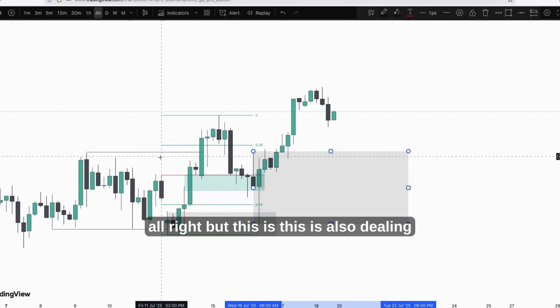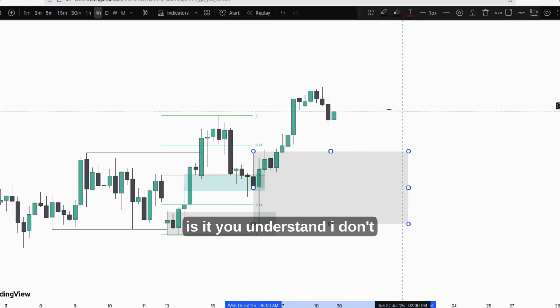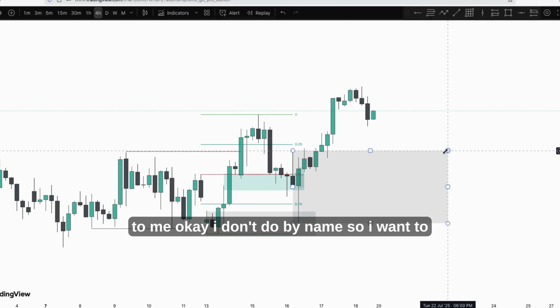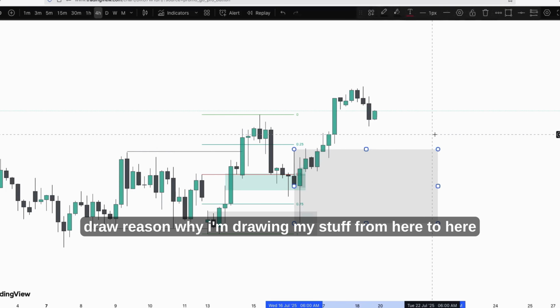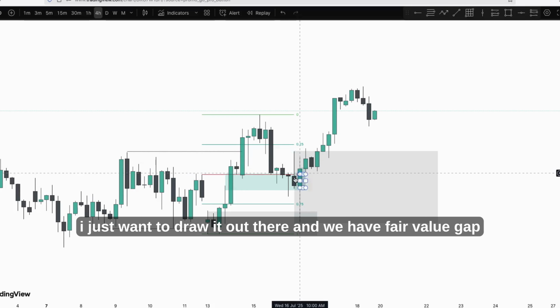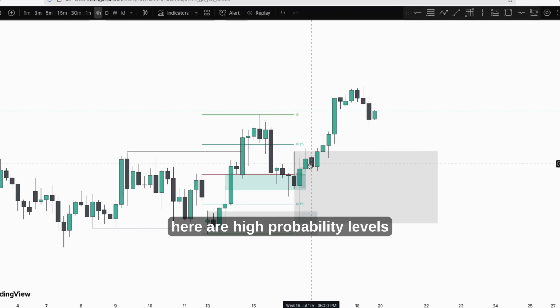But this is also a dealing range, because we broke above the high pullback, and that is it. You understand? I don't go by names. By names, it doesn't matter to me. The reason I'm drawing from here to here is because of this last bearish candle. And we have a fair value gap here, which means the levels here are high probability levels.